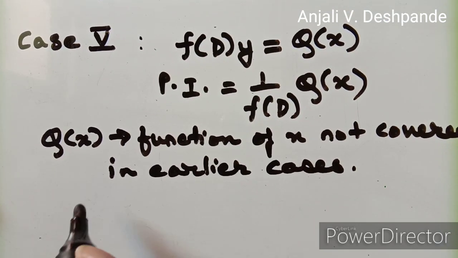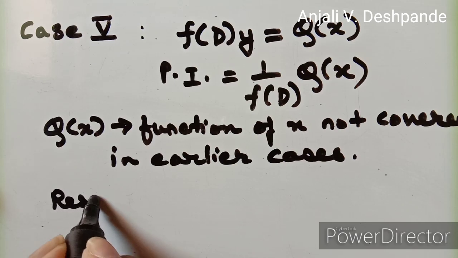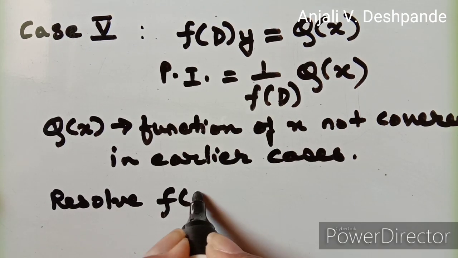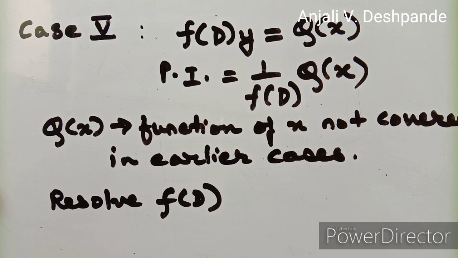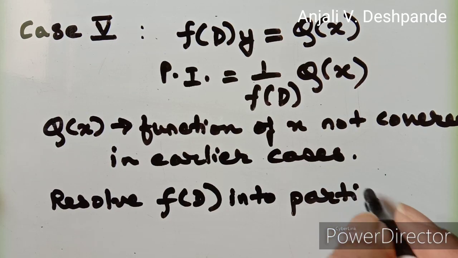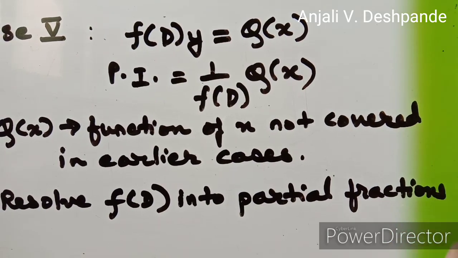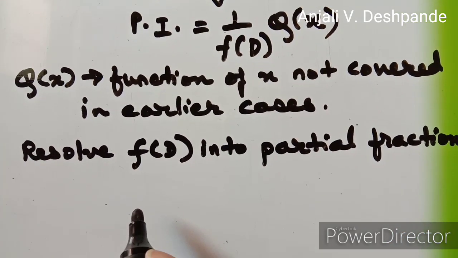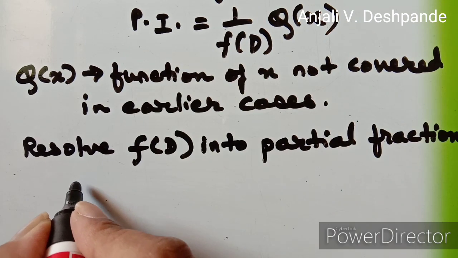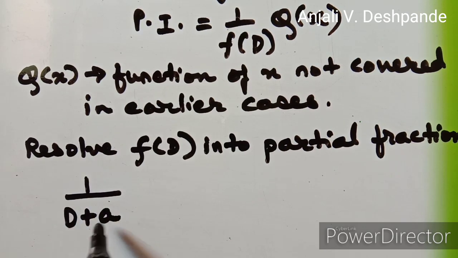So then how do we have to solve this equation? For this what you have to do is resolve f of D into partial fractions, and after resolving f of D into partial fractions, then you have to use this rule to find the PI, 1 upon D plus a. Now that is the resolution of f of D into the partial fraction.